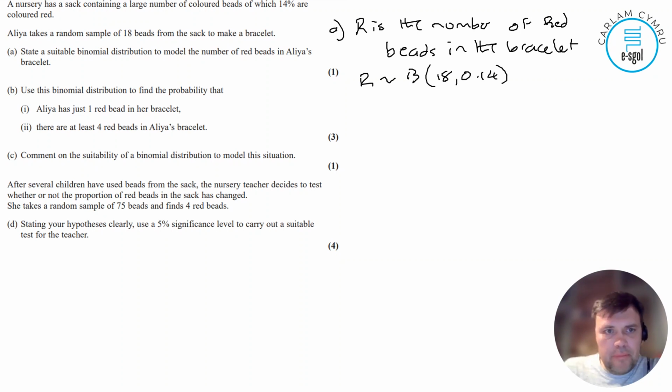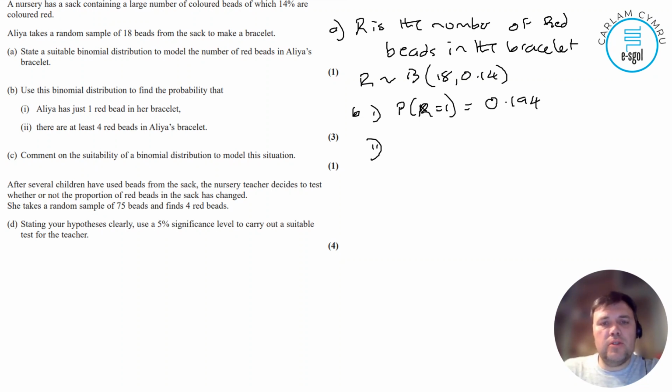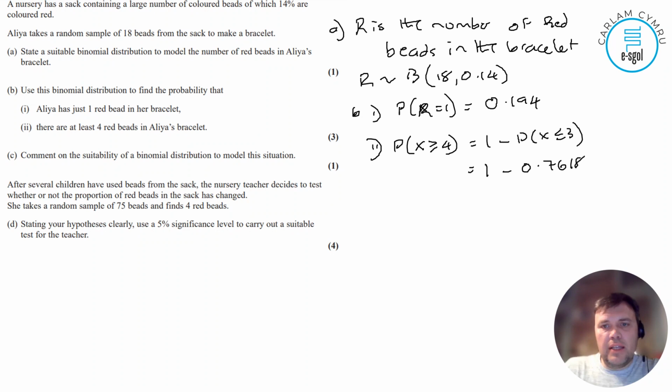Part B1. Using the binomial distribution, find the probability of exactly one red. So P(R = 1). You should just write it, and that is going to be either read off the tables or on your calculator. For part 2, there are at least 4 red beads. So we're saying P(X ≥ 4). You're used to this now. So it's 1 − P(X ≤ 3), which is 1 − 0.7618. And to 3 sig figs, it is 0.238.